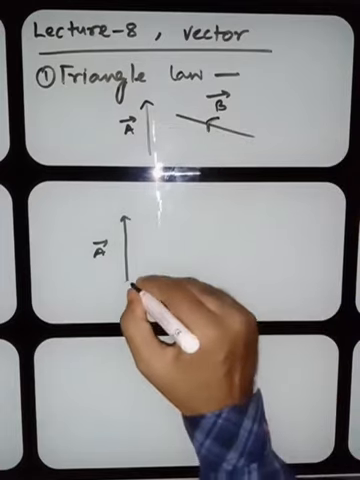Okay, I hope all are clear. Vector 1, 2, 3, 4. And this diagonal 5 and this diagonal 6. All vectors I have represented. Now, I'm going to ask which one will be the resultant.